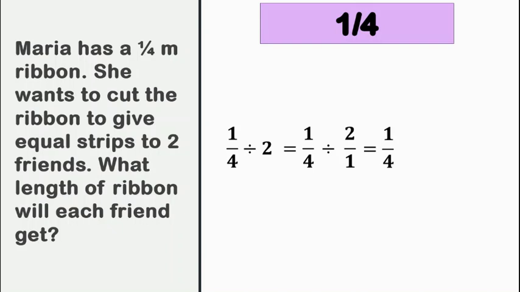We got 1/4 times, then the reciprocal of your 2 over 1, or change the position of the numerator and denominator. So we got the reciprocal of your second fraction, which is 1/2.